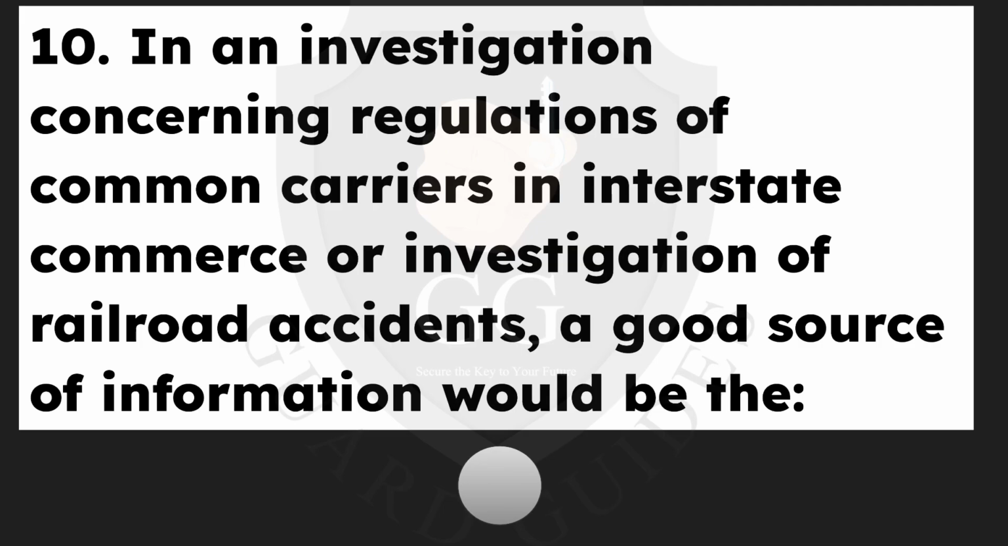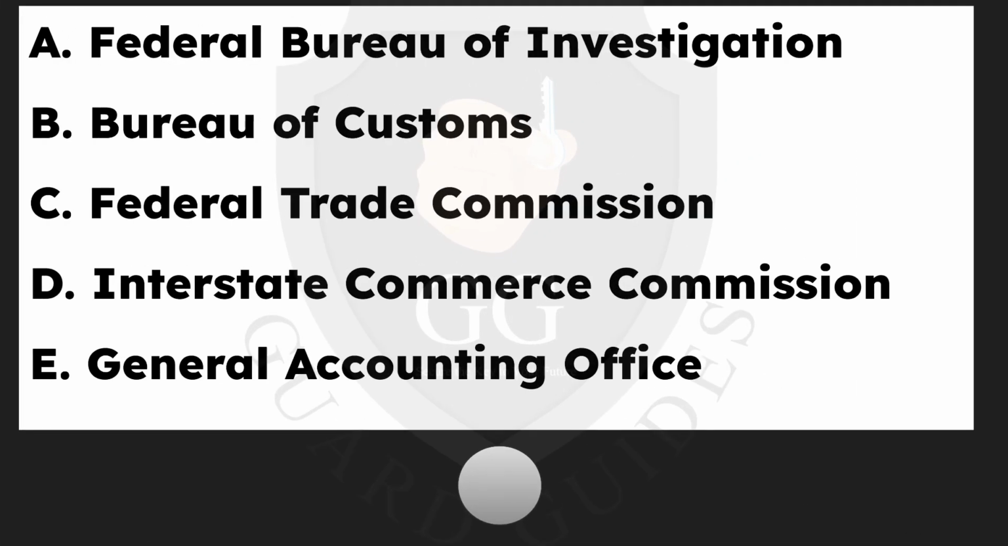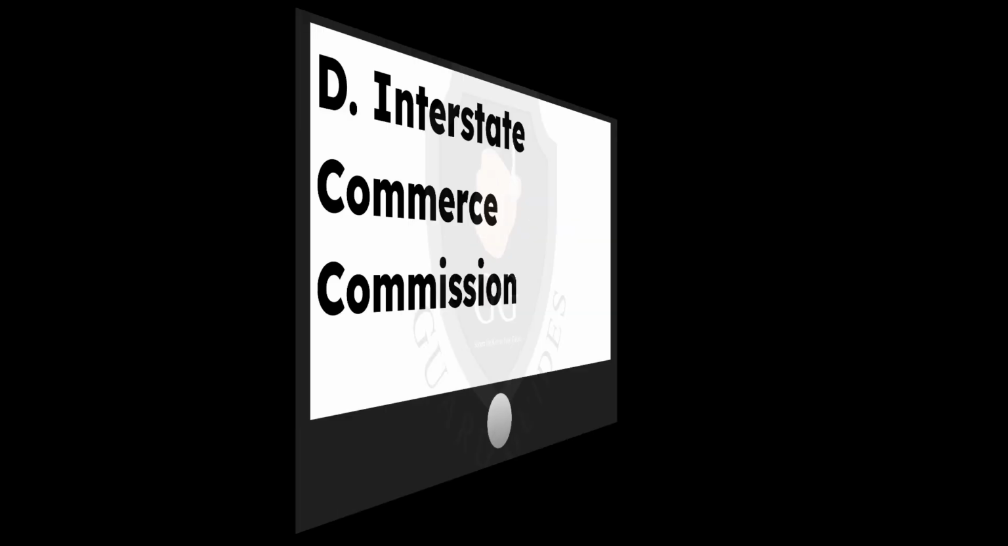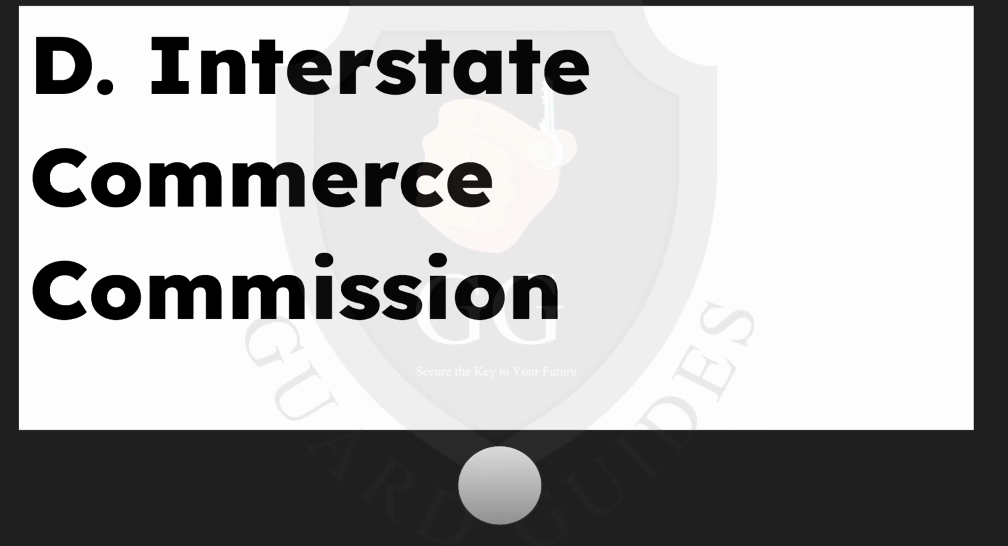Number 10, in an investigation concerning regulations of common carriers in interstate commerce or investigation of railroad accidents, a good source of information would be the A, Federal Bureau of Investigation. B, Bureau of Customs. C, Federal Trade Commission. D, Interstate Commerce Commission. Or E, General Accounting Office. The answer is D, Interstate Commerce Commission.